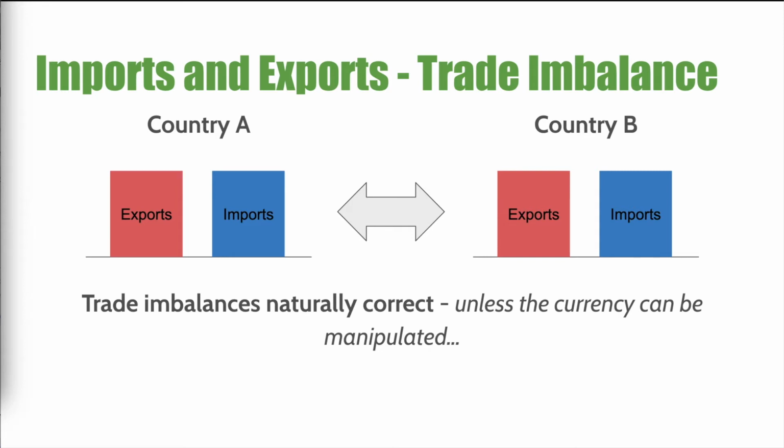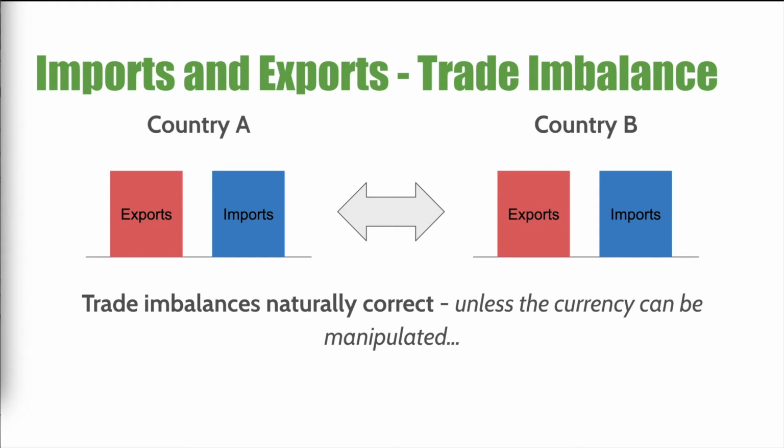If a country is exporting more than they're importing, their currency becomes more expensive, which then causes exports to be more expensive from that country, and then their trading partners buy less of those exports, and naturally the exports come back down and the imports come back up. The reverse happens if imports are too high and exports are too low, the currency devalues, and then that changes.